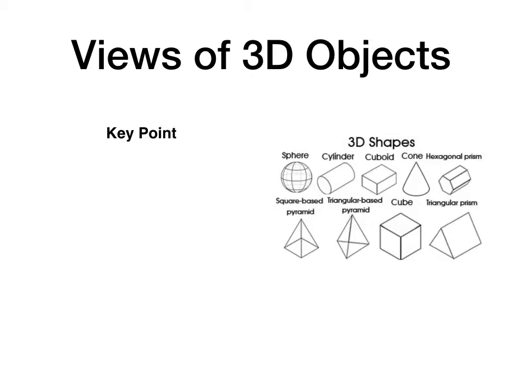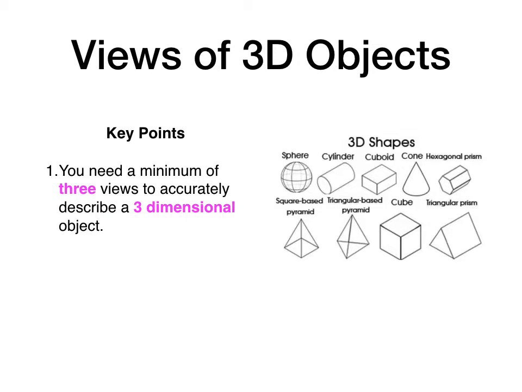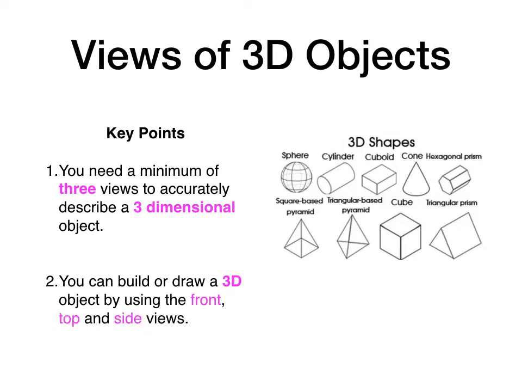So the key point that you need to get from today's lesson is that you need a minimum of 3 views to accurately describe a three-dimensional object. You can build or draw a three-dimensional object by using the front view, the top view, and the side view. Those are the three views that we need: top, front, and side, in order to accurately describe or model a 3D object.